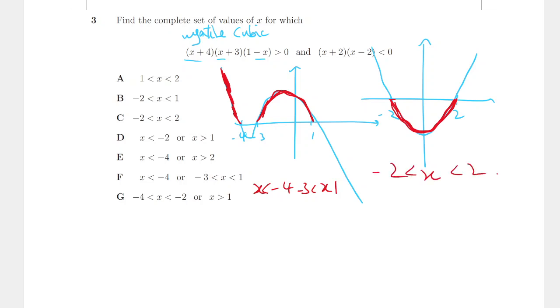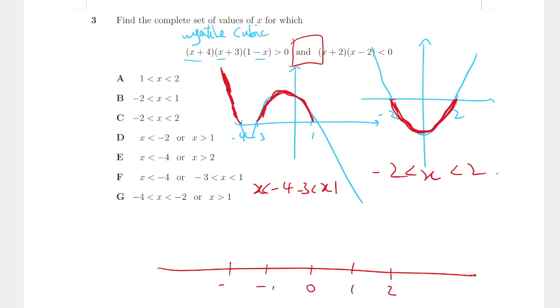Yeah. And remember, today is and. If it's and, then you're going to take the overlap. You're going to take the overlap. What do I mean? So what's the overlap of these two things? Well, we can draw a number line to think of it. So let's say 0, 1, 2, negative 1, negative 2, negative 3, negative 4.